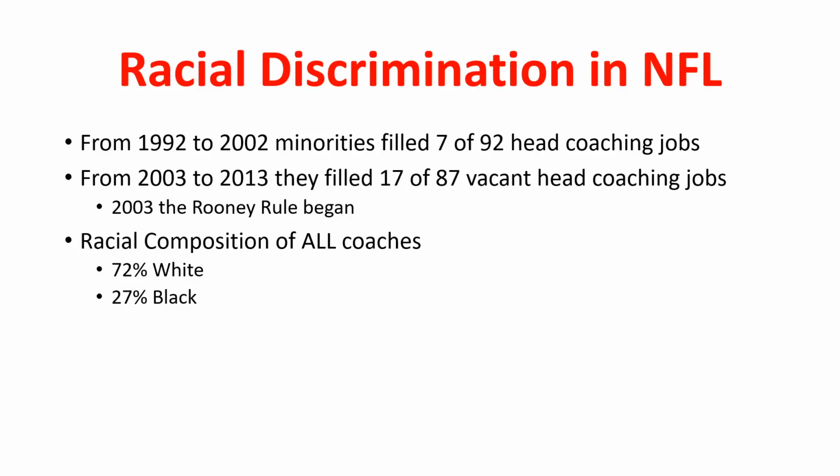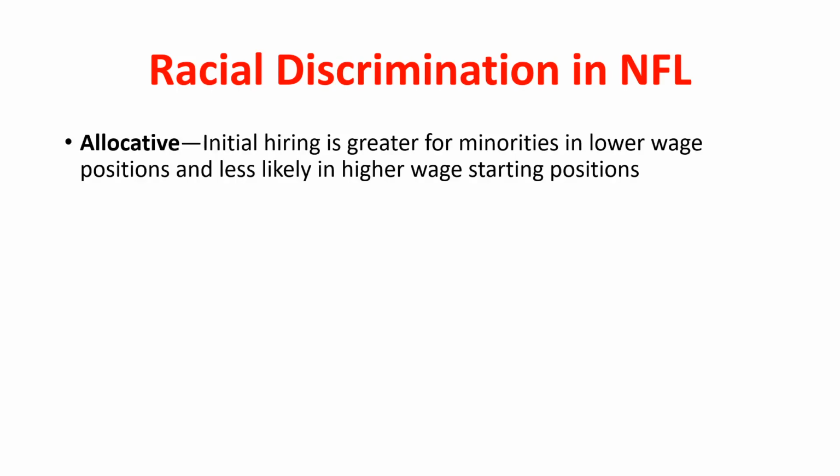Right? So now, after the Rooney Rule, this composition looks pretty good. 27% black head coaches, 72% white. This is head football coaches. This is a higher percentage than the U.S. population. Right? So it looks like that Rooney Rule worked, but we've got some other problems we could talk about and identify some other types of discrimination that may still be going on in the NFL.